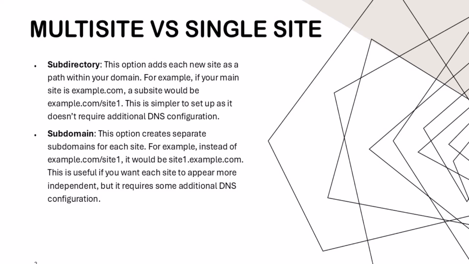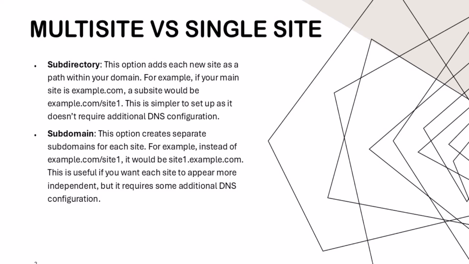When setting up a multi-site, you have the option to use either subdirectories or subdomains. Subdirectory. This option adds each new site as a path within your domain. For example, if your main site is example.com, a subsite would be example.com/site1. This is simpler to set up as it doesn't require additional DNS configuration.